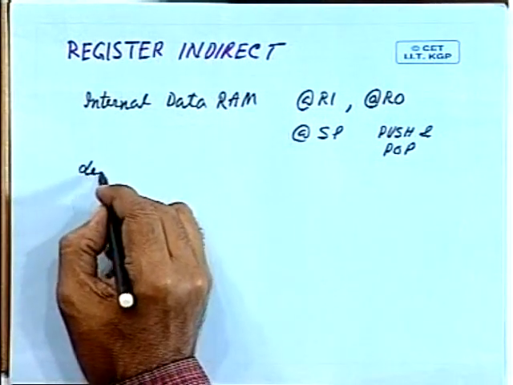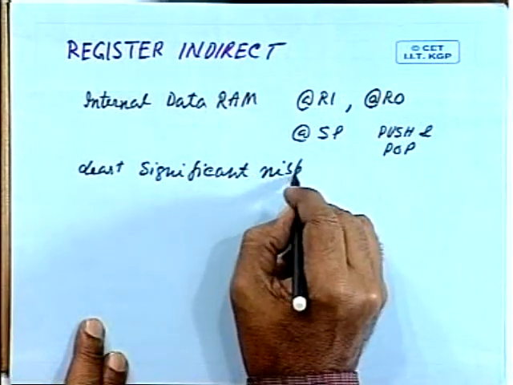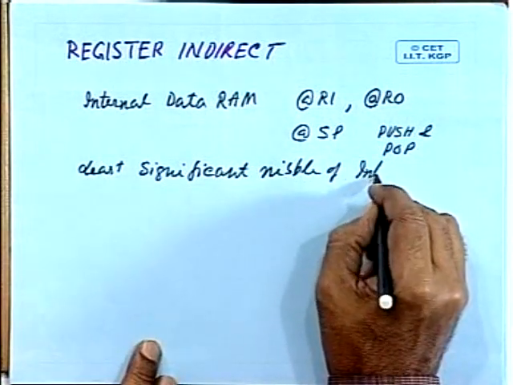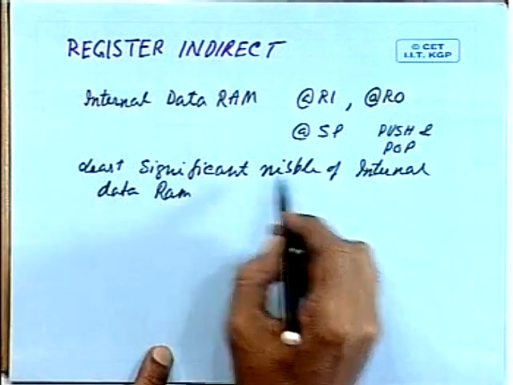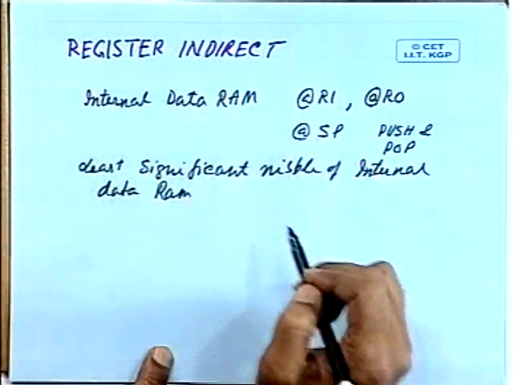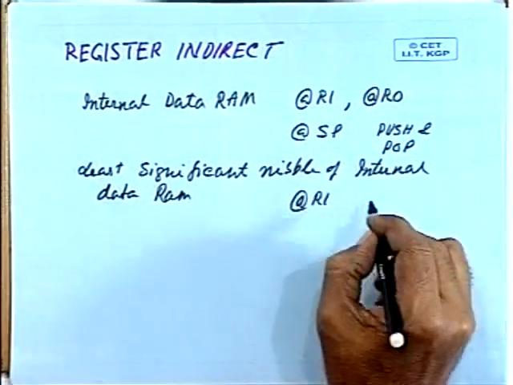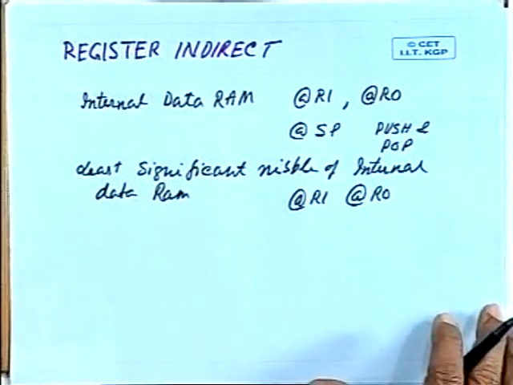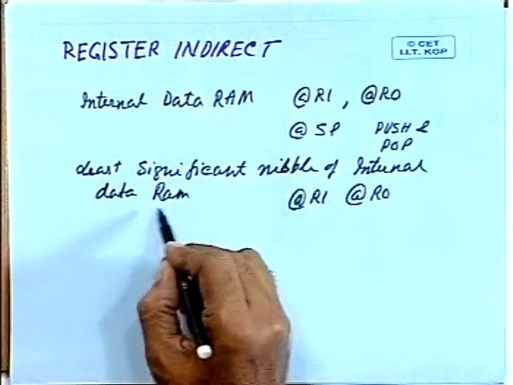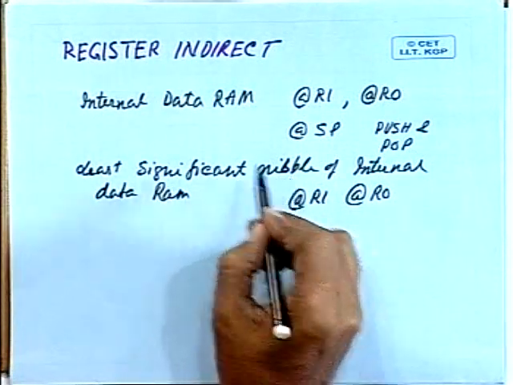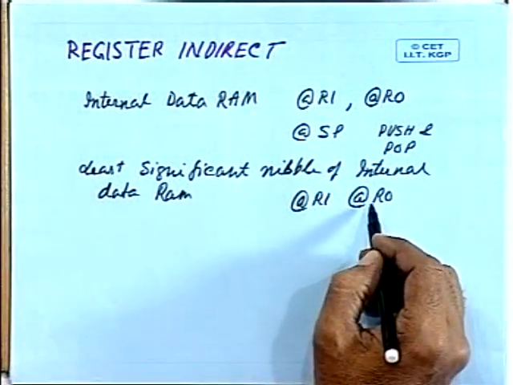Then the least significant nibble of internal data RAM can be accessed. Whenever you are accessing, you can access in terms of bytes, and internal data RAM can also be accessed in terms of nibbles. So in such a case also you will be using those registers R1 and R0 to provide the indirect address whenever you are performing nibble manipulation, 4 bits. So you can access 4-bit data of the internal data RAM. Obviously it is restricted to the least significant nibble, or the 8-bit data when the entire byte is accessible, and in both cases R1 and R0 are used as the registers.